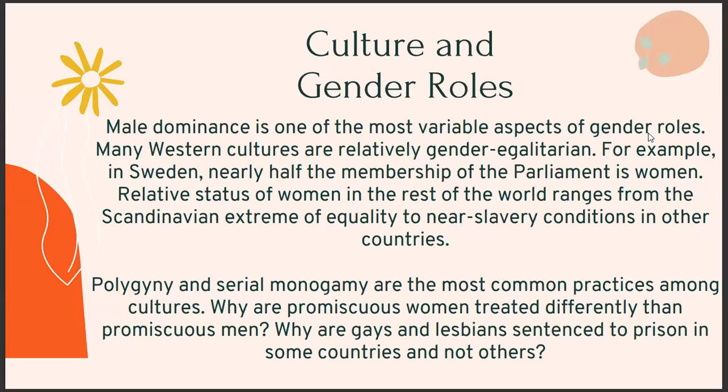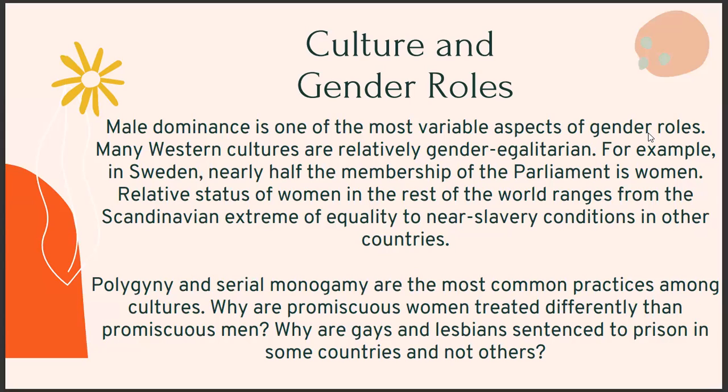Okay, culture and gender roles. So male dominance is one of the most variable aspects of gender roles. Many Western cultures are relatively gender egalitarian, such as the United States. For example, in Sweden, nearly half the membership of parliament is women. Relative status of women in the rest of the world ranges from the Scandinavian extreme of equality to near slavery conditions in other countries.